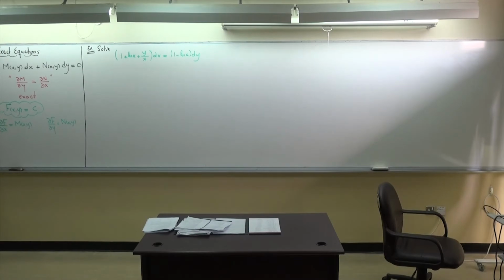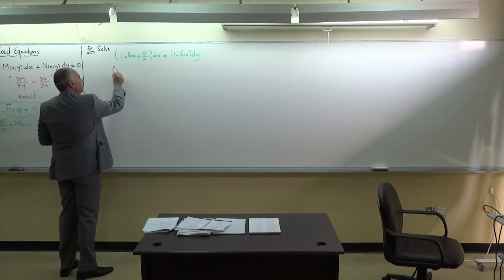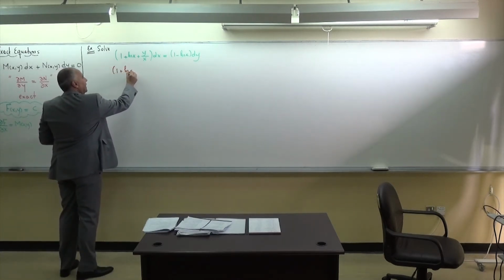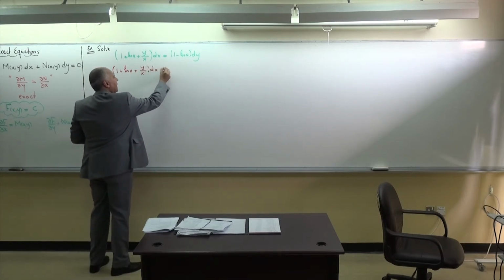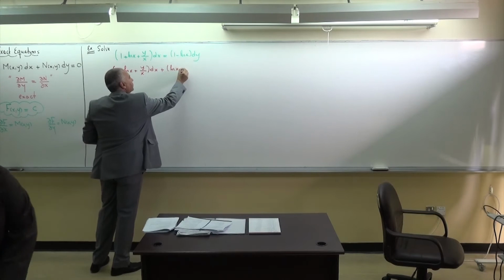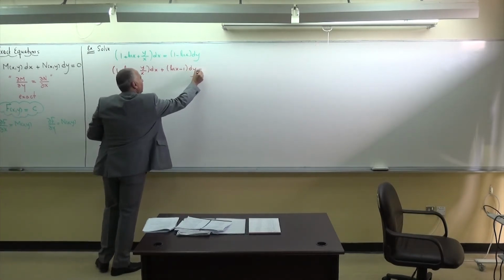If you want to check if it's exact, you have to rewrite the equation in this nice simple standard form. So it must be written as (1 + ln x + y/x) dx + (ln x - 1) dy equals 0.